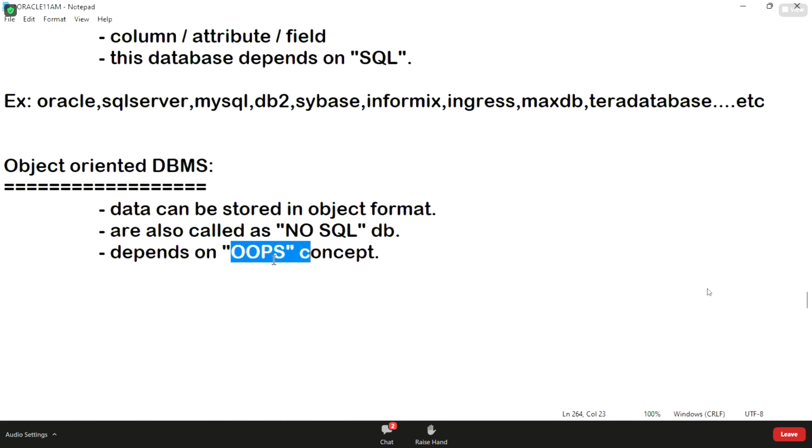Okay, right. And now observe. What is an example of this software, sir? MongoDB, and one more software is there, Cassandra. So MongoDB, Cassandra. This type of software and databases comes under object oriented.